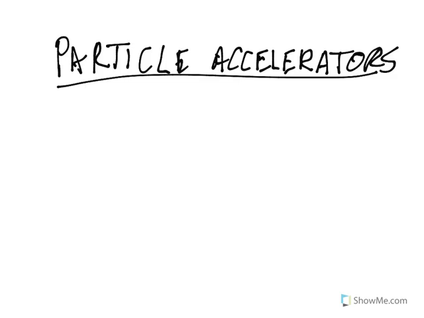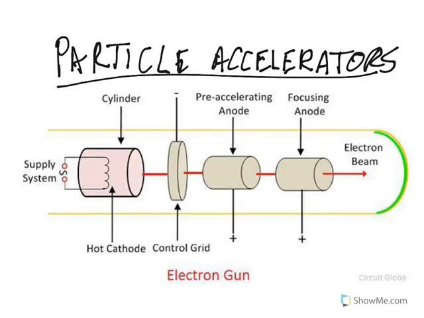All right, a very simple particle accelerator is called an electron gun, and this is what it looks like. Over here on the left, we've just got this cylinder of cathode material, a metal, and it's heated, so it's hot. The electrons in there are moving around very fast, so you heat it up and you can get some electrons shooting off.